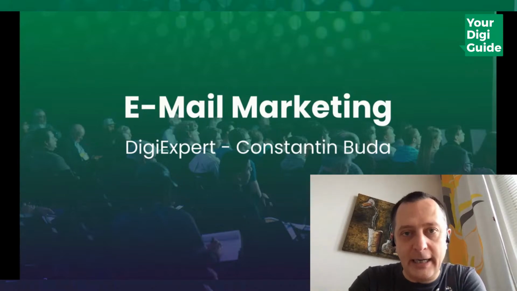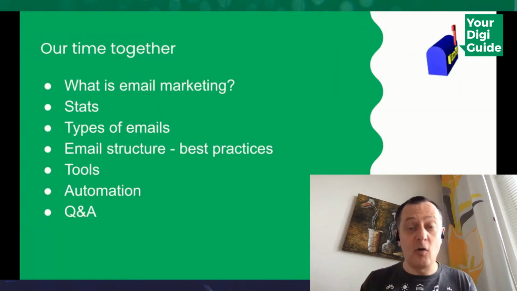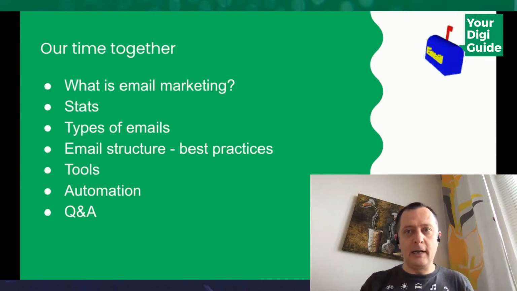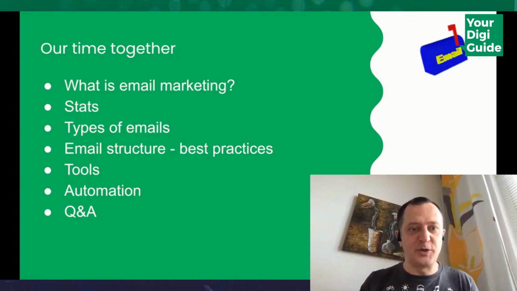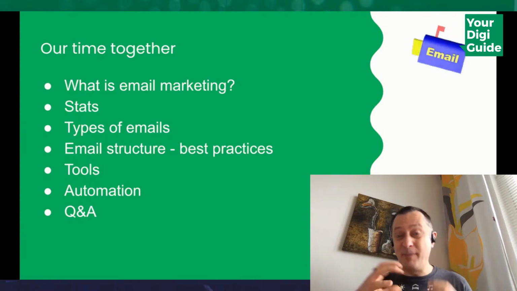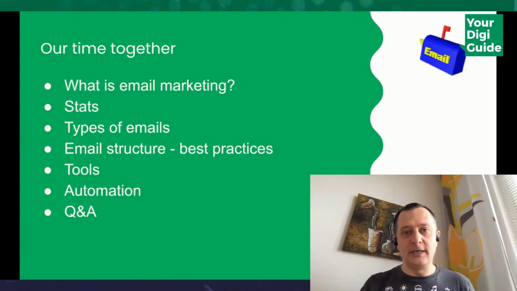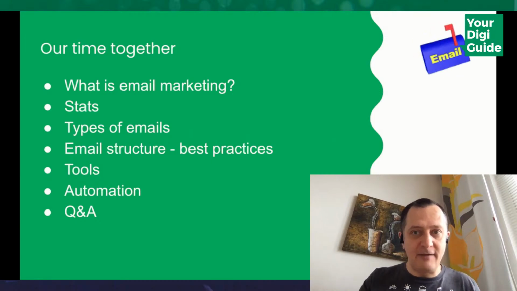Today we talk about email marketing, and I'm going to walk you quickly through our time together here. So I'm going to just go into what email marketing is and a little bit of statistics, so you'll kind of see that in perspective. The types of email, what kind of types of email are there out there, what you can use. And also, I'm going to talk about the email structure, some best practices, tools, automation, and I hope we have some time together to answer your questions in the Q&A session at the end. So let's just dive into it.